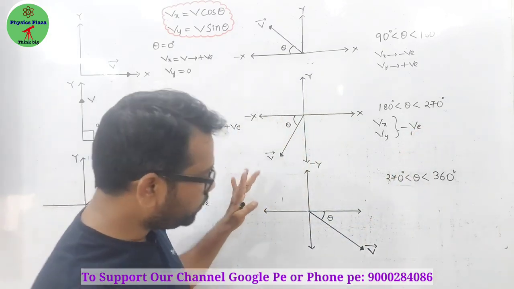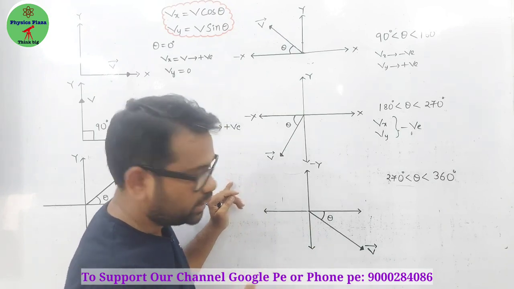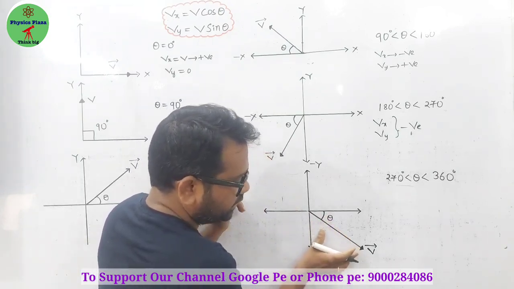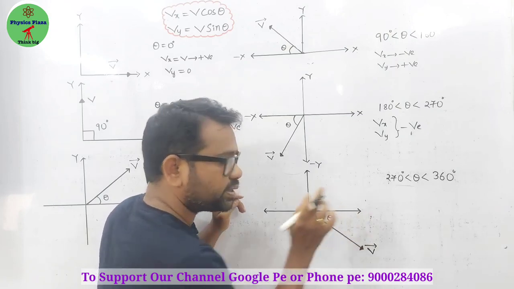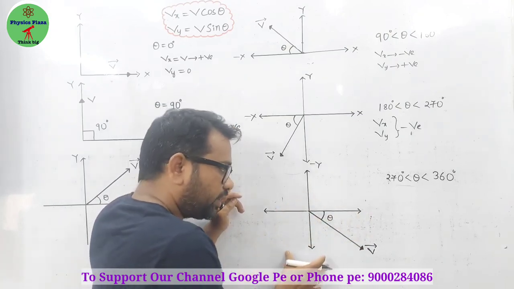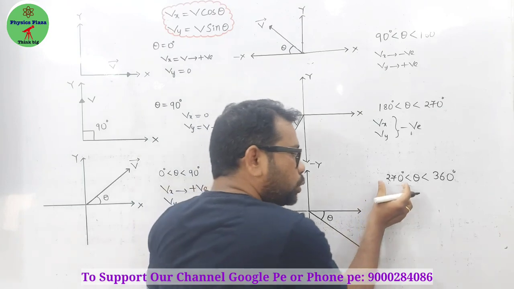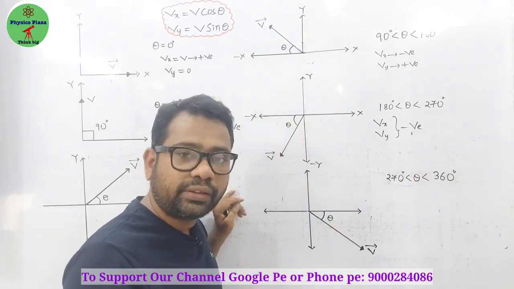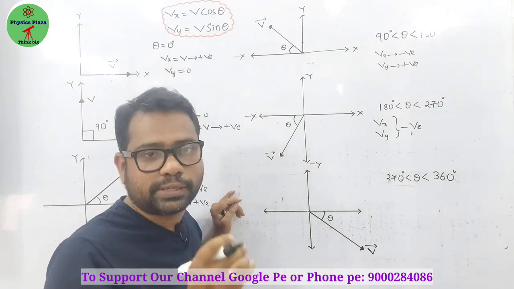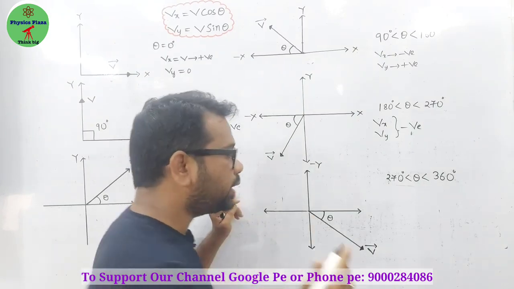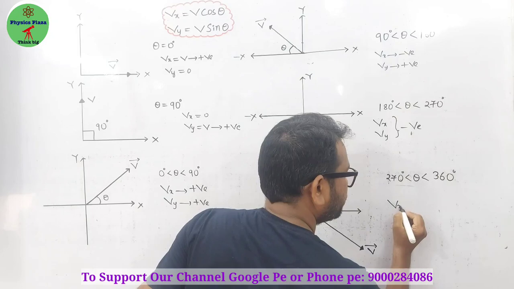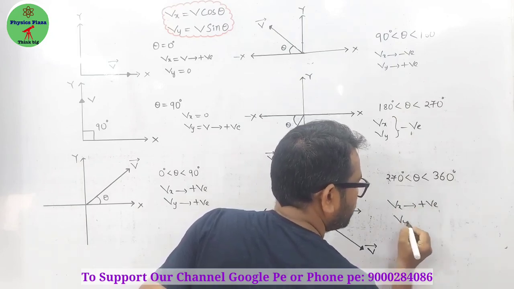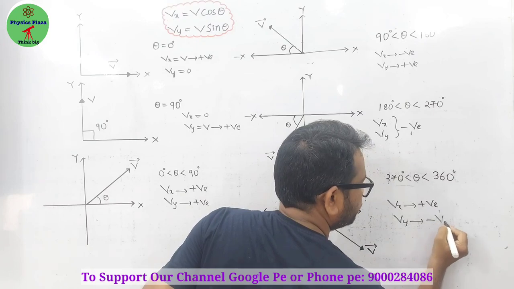Okay, fine. And here, look at the fourth quadrant. If you can see, the velocity vector is such that it is making angle theta with the positive x-axis. So in this case, theta is lying between 270 degrees and 360 degrees, right? In this case, both Vx and Vy will have some values, but here Vx, that horizontal component, is positive, and here the vertical component is negative.